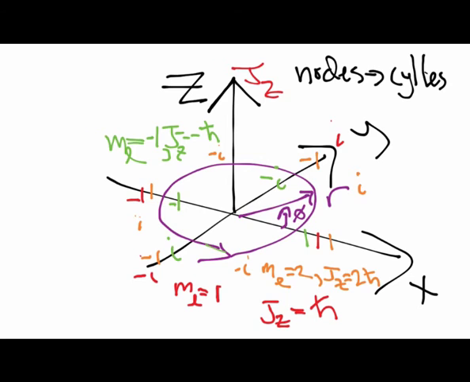So if m sub L is equal to 1, it goes one cycle around the complex plane as you go from 0 to 2 pi. That's the equivalent of one node. So the number of nodes in these Slinky functions is just equal to that quantum number, the absolute value of that quantum number, m sub L.